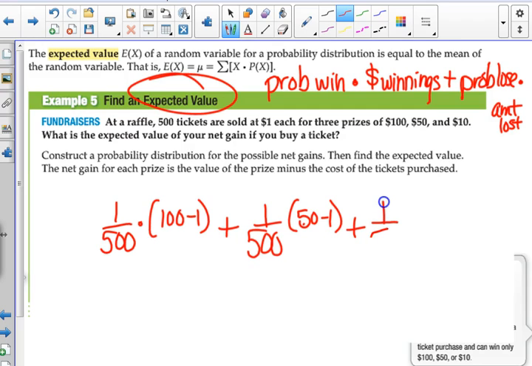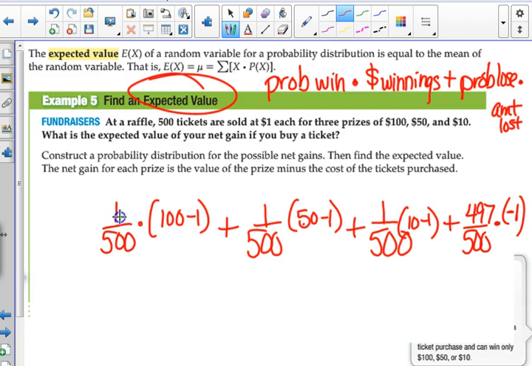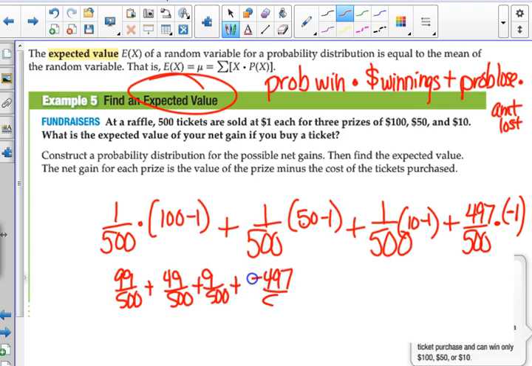Plus, there's a 1 in 500 chance that you win $10, which would be 9, really, right? Then there's a 497 out of 500 chance that you win what? No, you lose a dollar. Okay, add all that up. This is 99 over 500. This is 49 over 500. This is 9 over 500. And this is negative 497 over 500.